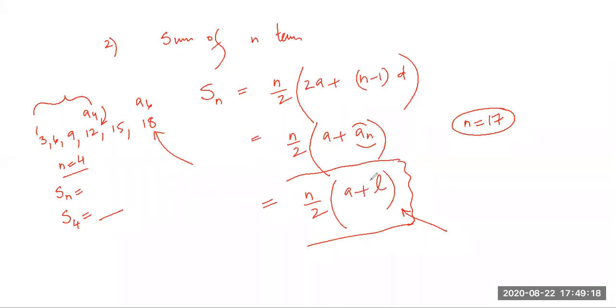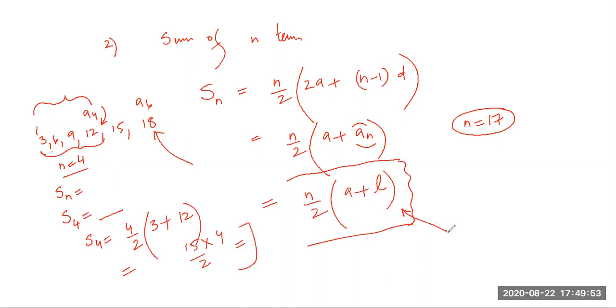In this case also, you can take 12 as the last term. If you want to find the sum of 4 terms, you can also use this formula: 4 by 2 into the first term 3 plus my last term 12. All right, no problem. So it will be 4 by 2 into 15. Whatever it is, this is how you go about different formulas in arithmetic progression.